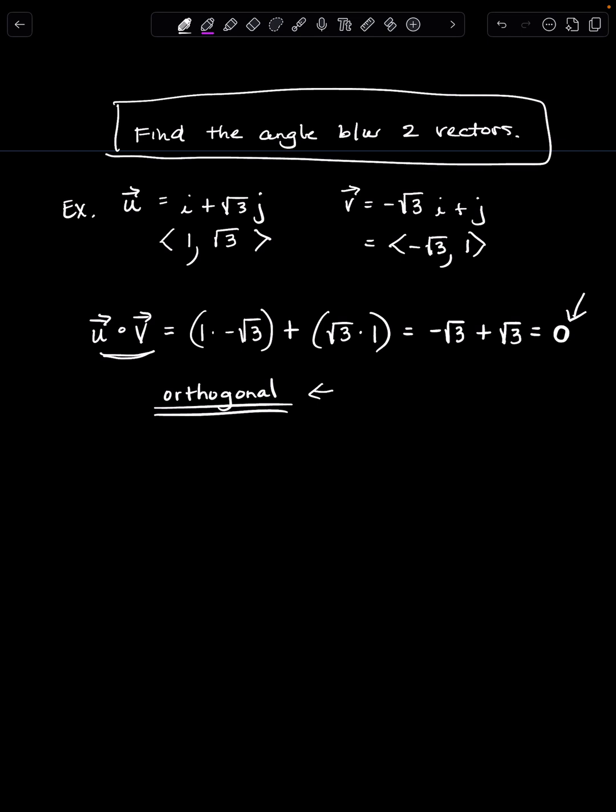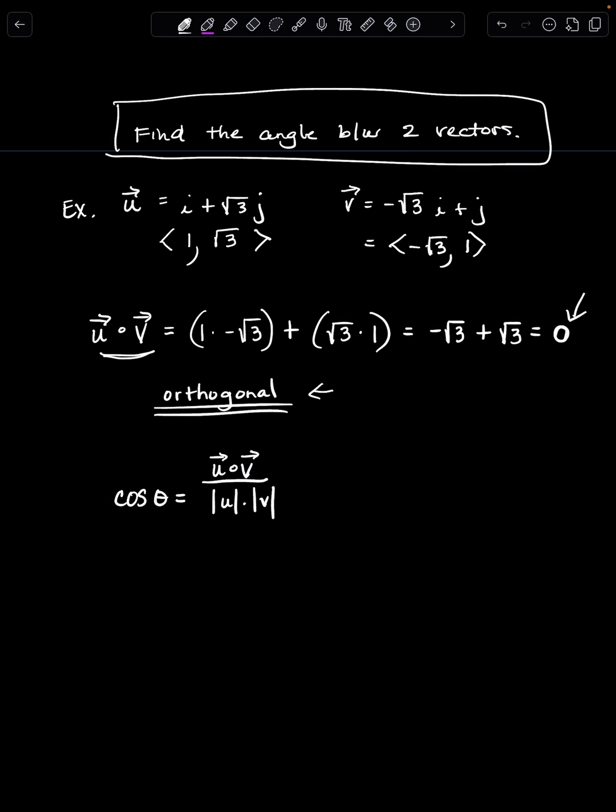All right, so if I'm going to find the angle between two vectors, I know that the cosine of theta equals the dot product over the magnitude of u times the magnitude of v.